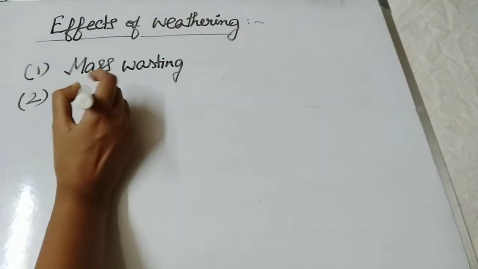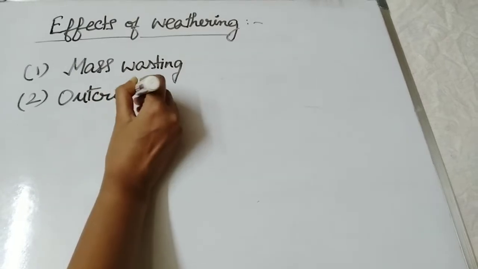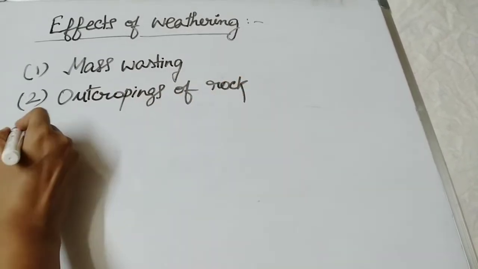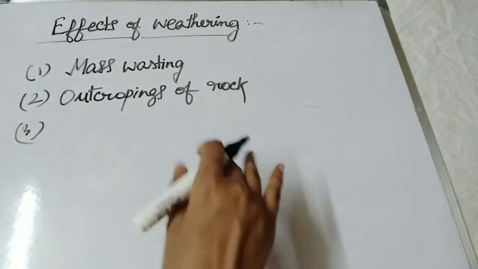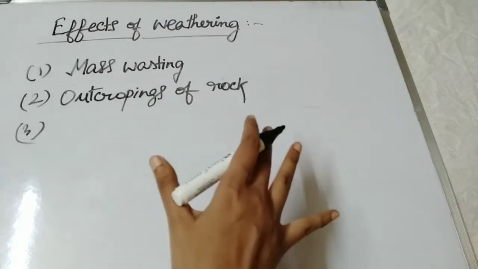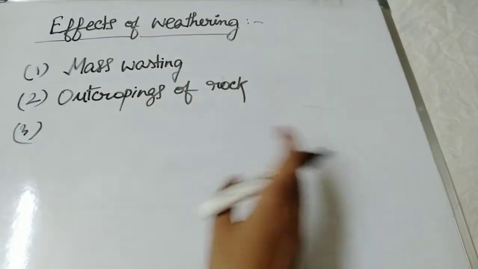The second point is outcropping of rocks. That means weathering wears away all the top covering, and the underlying rock crops up and is exposed to view. That is called outcropping of rocks. That means the top part of the rocks is worn away through weathering.